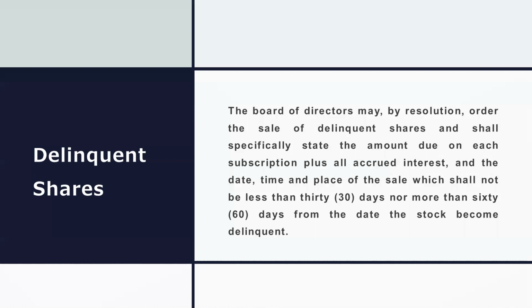They just specify the amount due. Most probably it is the balance of the subscription receivable plus accrued interest plus other penalties as identified by the board of directors, and they specify the date, time, and place of the sale. It should not be less than 30 days nor more than 60 days from the date the stock becomes delinquent. So they will hold a public auction.